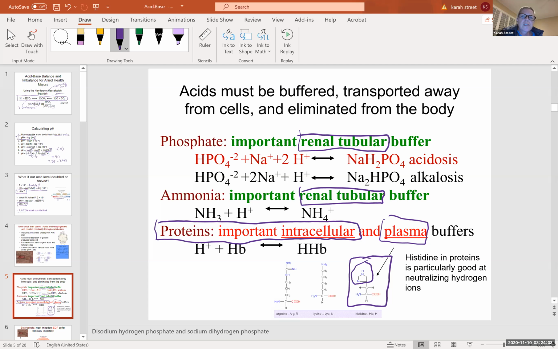So there needs to be buffering in the lumen of the nephron. And our buffers in the filtrate, in the lumen of the nephron, include ammonia and phosphate groups. Ammonia is really good at buffering hydrogen and turning into ammonium.